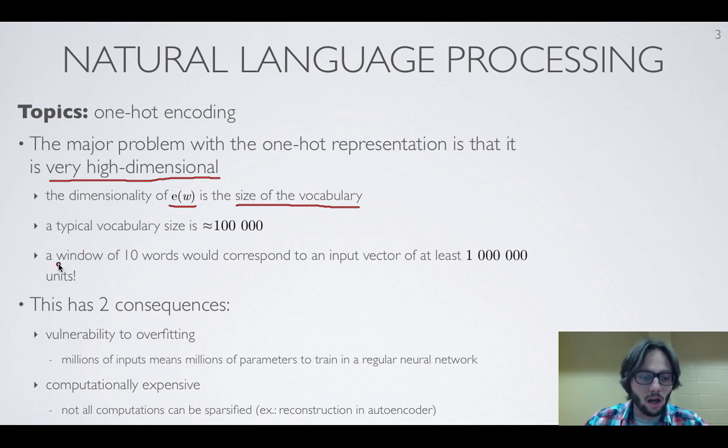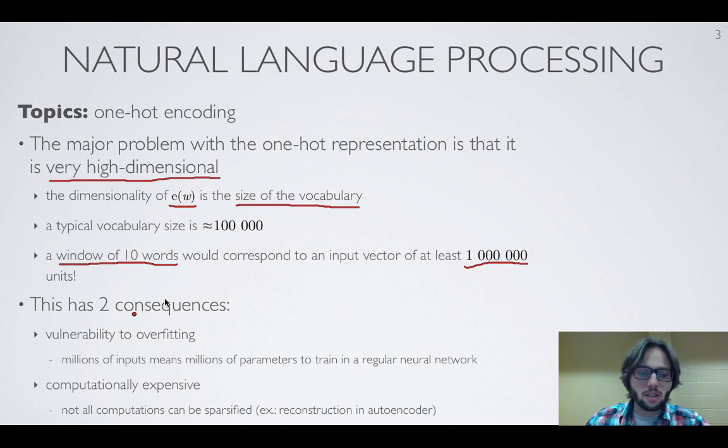Now imagine we had a sequence of 10 words, a window in some text that contained 10 words. And we wanted to encode the position of these different words, so we want to concatenate these one-hot vectors. That gives us a total vector of length 1 million if we had 100,000 for the vocabulary size. So that's much bigger than most problems that we usually face with neural networks or most machine learning problems.